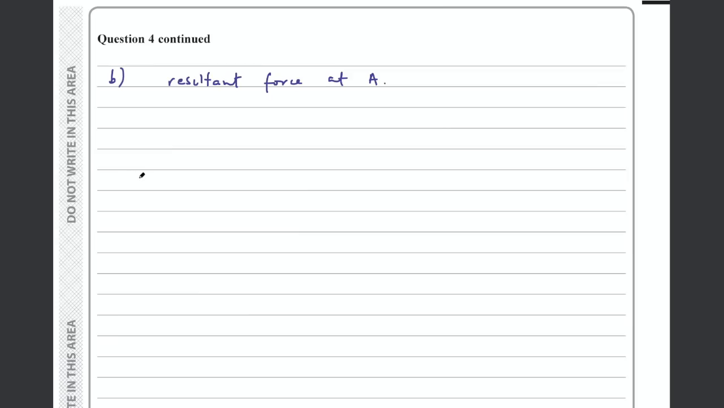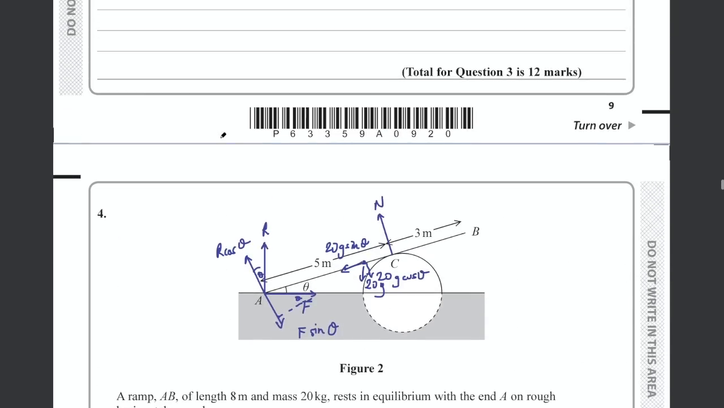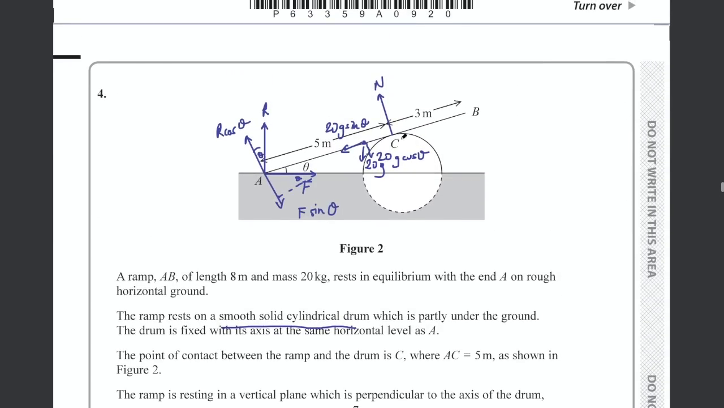All right, we can start off by taking some moments. So moments around A is where I'm going to start. You can take moments, or it makes sense to take moments around C and B as well. I'm starting at A because it effectively cancels out all of these forces around here. So I'm just having to consider the weight and the normal force at C.